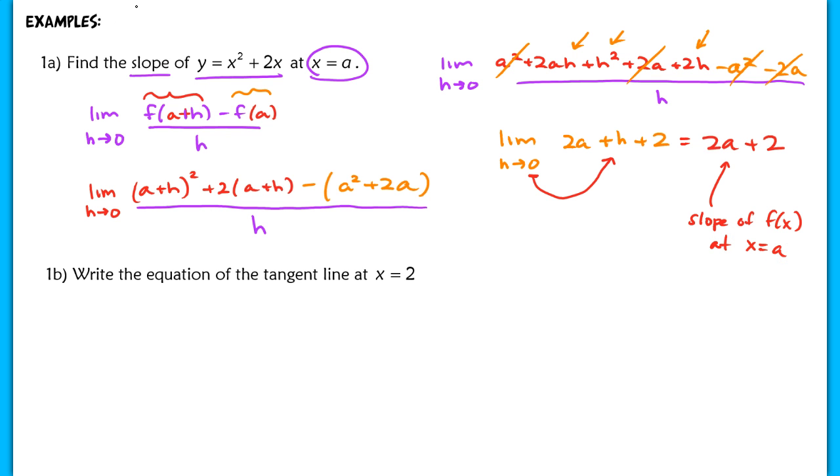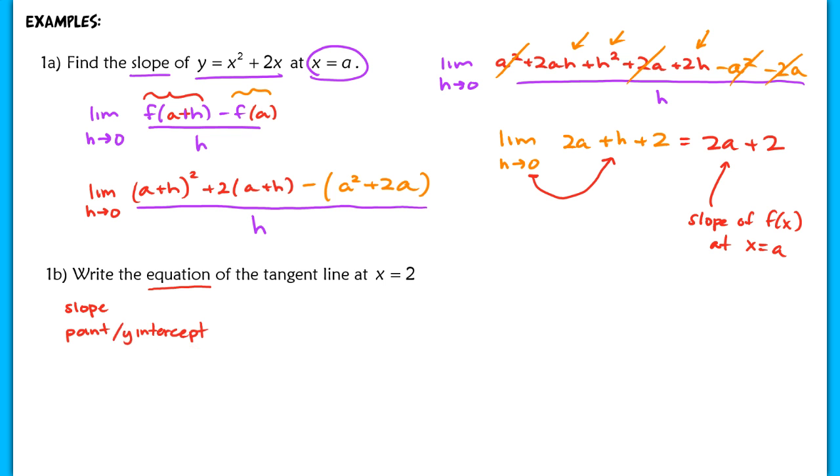Now in part B, we're asked to write the equation of the tangent line at x equals 2. So notice here we're finding an equation and not just the slope of our tangent line. To write a linear equation, you need two things. You need a slope, and you also need at least a point, and sometimes they even ask you for it in slope-intercept form, so we might need a y-intercept.